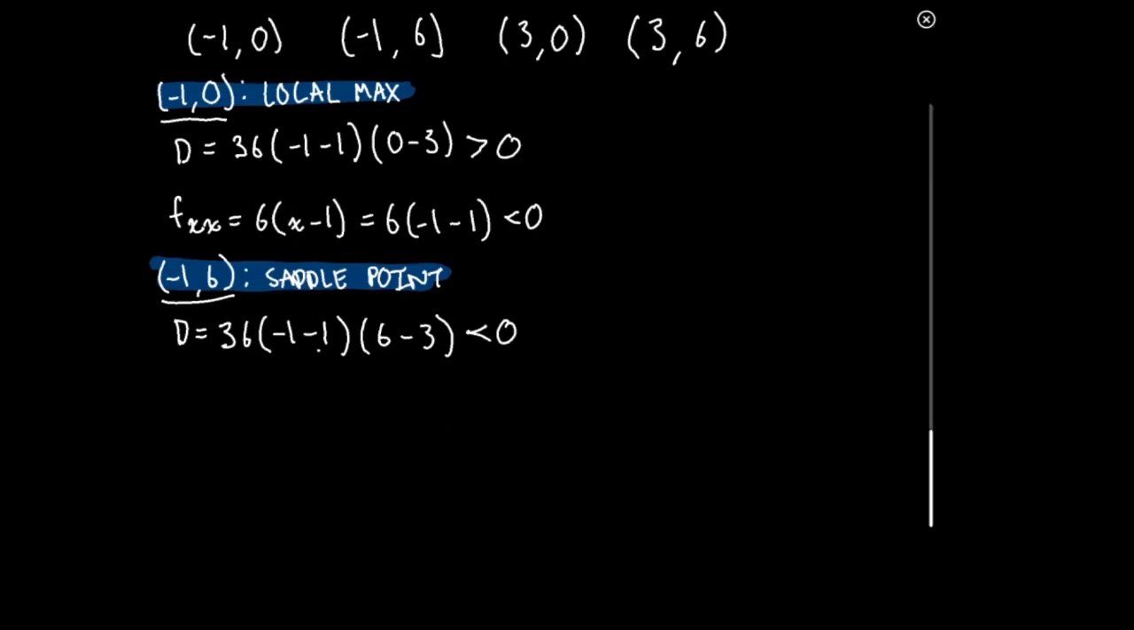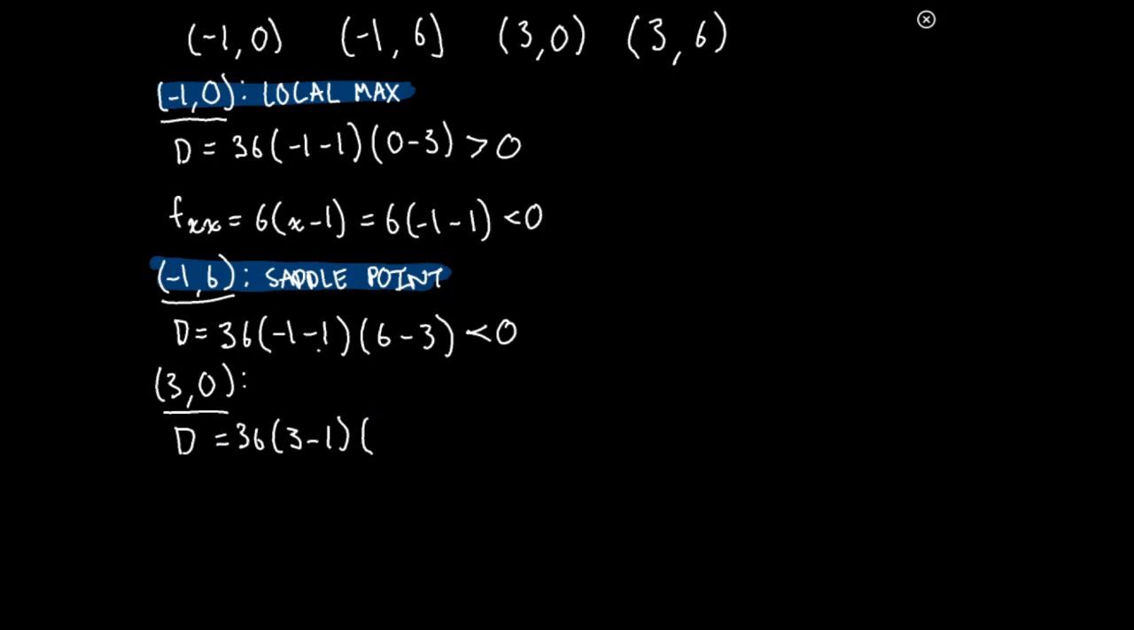All right. Next point is (3, 0). Okay. Let's do our d value to start with. D equals 36 times our x value, which is 3 minus 1, multiplied by our y value, which is 0 minus 3. And then we can tell by looking at this, this is a positive number, this is going to be a negative number. So this is also going to be less than 0, which means that this is also just a saddle point.